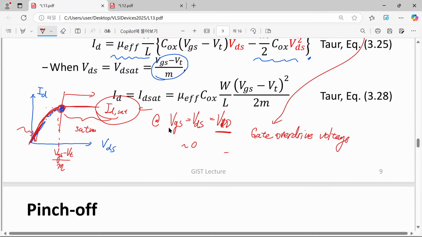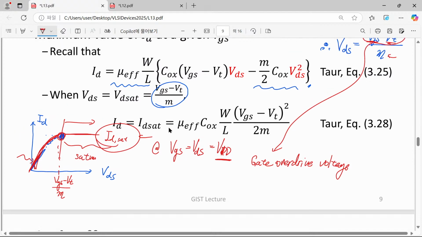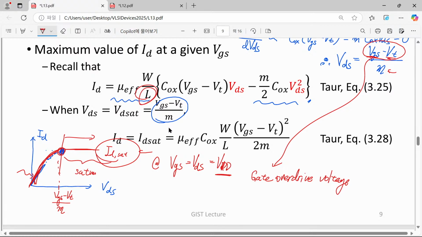Okay, so this is the expression. Of course, please note that up to now, if I ask you the L, what is the actual L value? What is your actual L value in your mind?